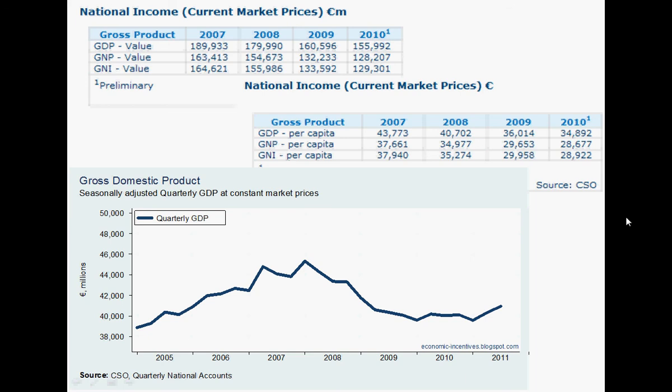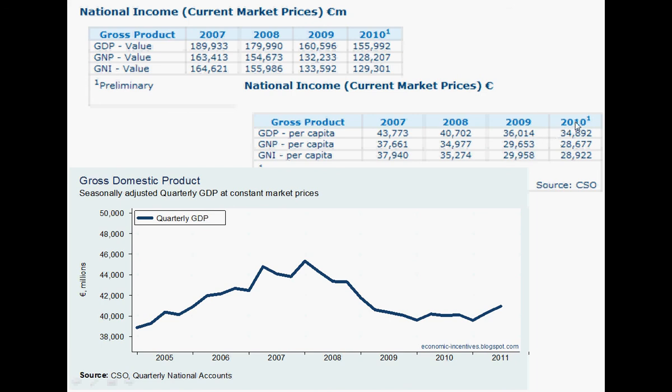We have a population of 4.5 million and 1.8 million workers. So these are per capita, for every person living in the state. So the levels of output in Ireland are very, very high, and put us still in the top 10 of the world, as measured by GDP in particular, per capita.